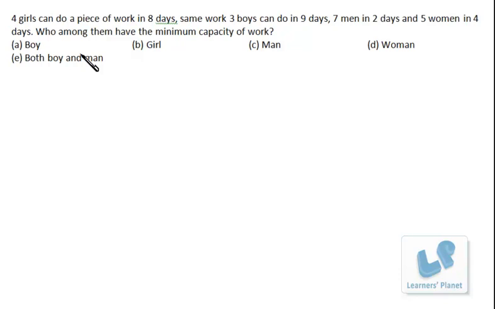Now four girls can do the piece of work in 8 days. That means for a single girl the work is 4 into 8, that is 32 days, right? So the capacity of a single girl to do this same work is 32 days, right? For a single girl, 32 days. Similarly for a boy, three boys 9 days, that means a single boy 27 days, right? So girl 32, boy 27, men will be 2 into 7, 14, and woman will be 4 into 5, 20.